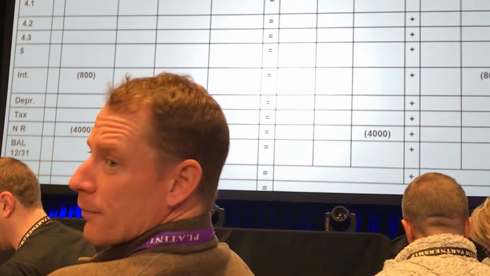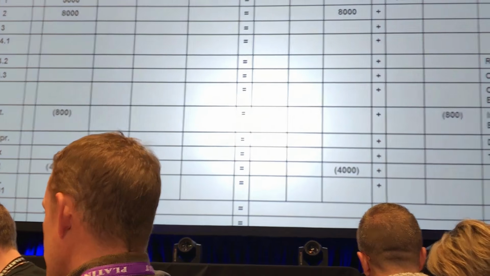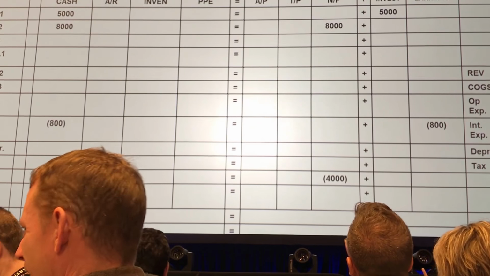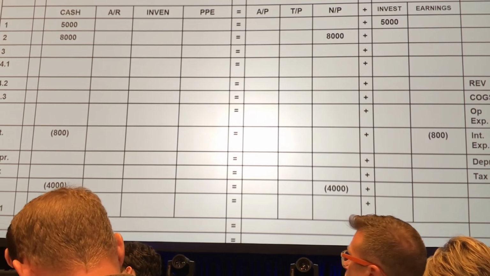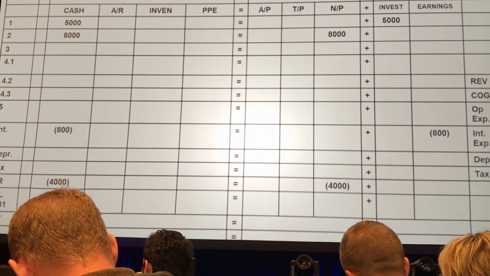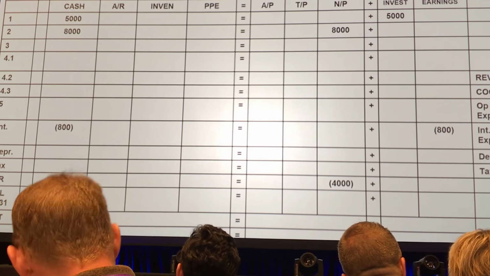Looks to me like what we're doing is we're trading one asset for another asset. Is that what you're thinking? Yeah, we're just taking some of our cash and we're using our cash to acquire another asset.